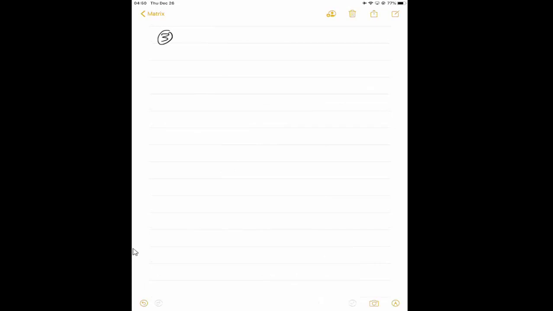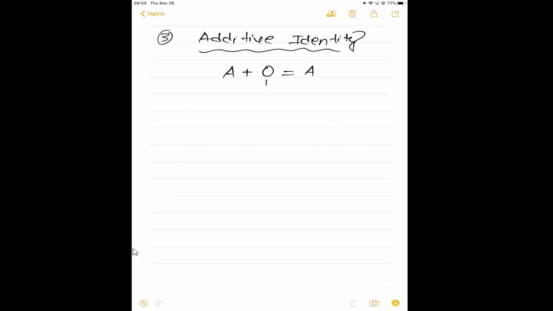Now the third property, additive identity. Additive identity means, to a matrix A, if you add a null matrix or zero matrix, the output will be A. In the previous video, we have seen what is a null matrix. It will be represented by big O. When you add with a zero matrix, the output will remain the same. We'll see a simple example.